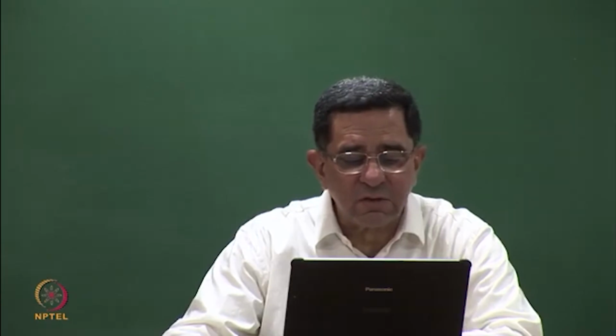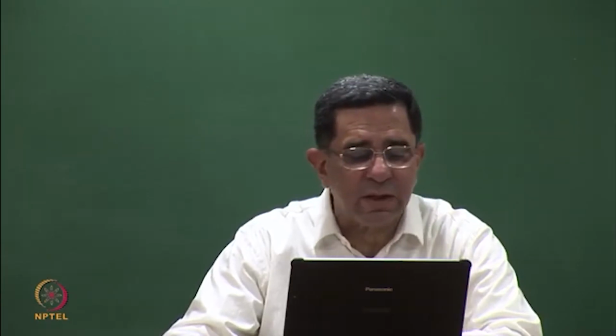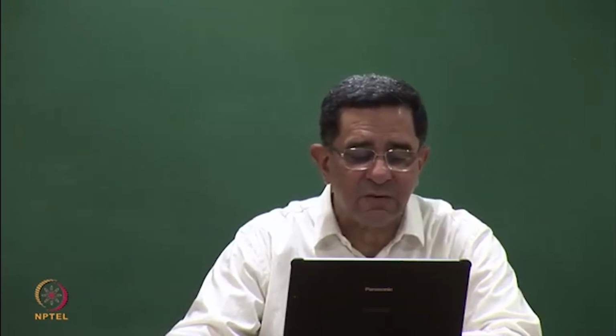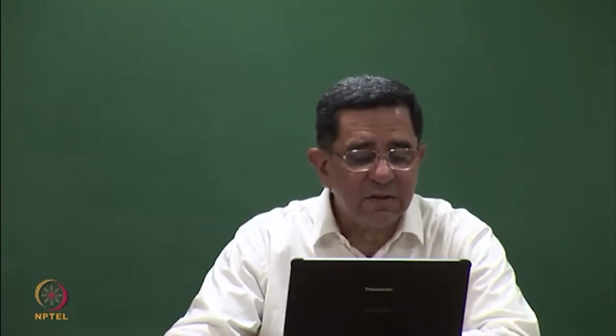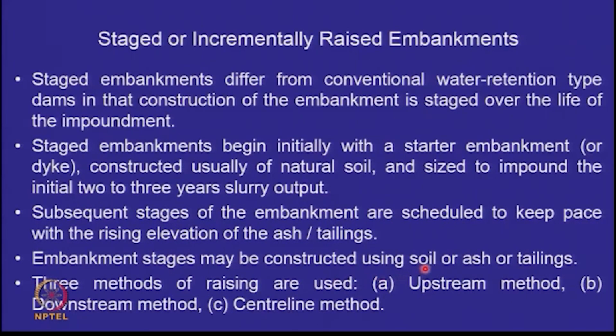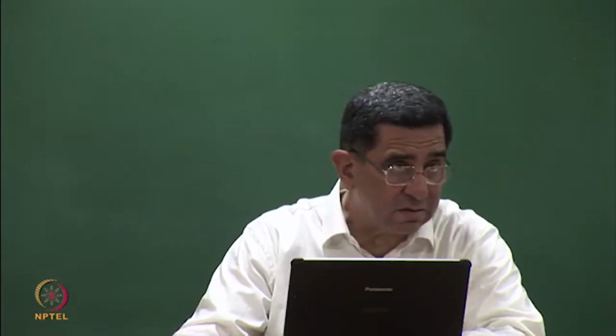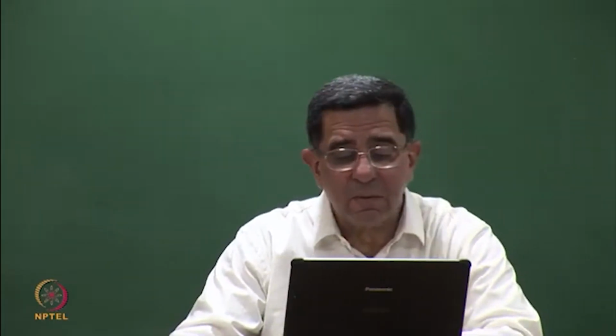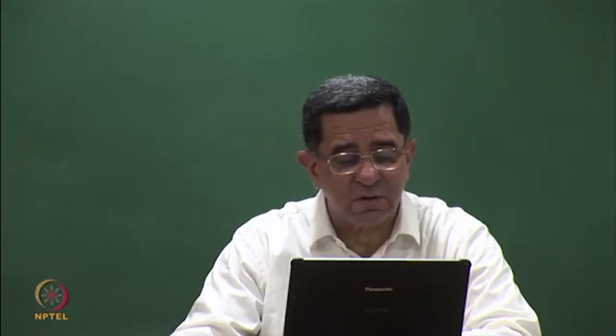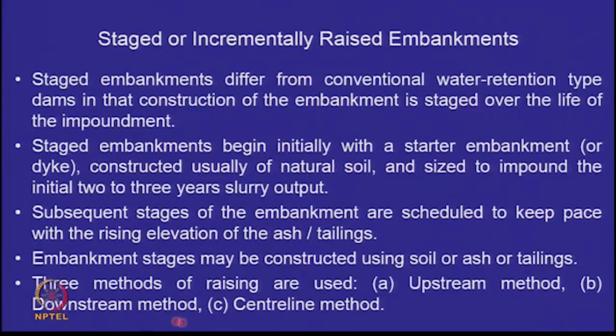So subsequent stages of the embankment are scheduled to keep pace with the rising elevation. We are getting more and more tailings or ash every day, and these stages may be constructed using soil or ash or tailings, but predominantly we want to maximize the use of this. Of course, if the tailings are rendered as hazardous, then you can't use them in the making of the embankment. But as long as they are non-hazardous, you can use them. And I already talked about that we have 3 methods.